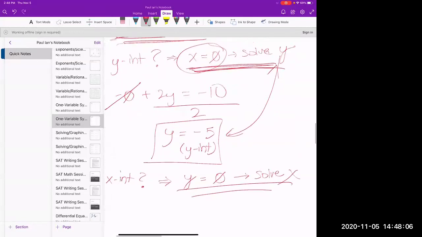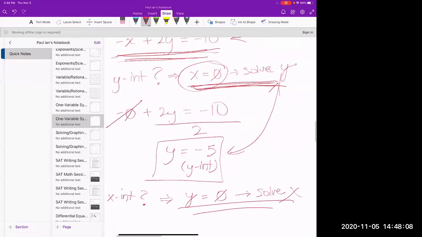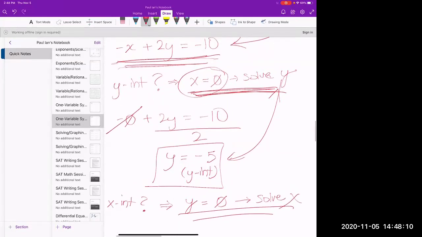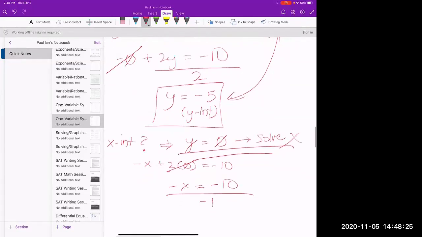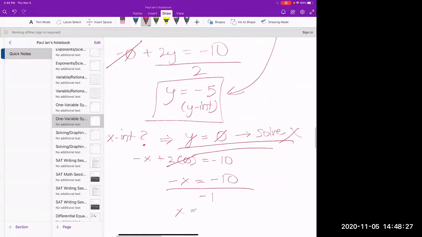So looking at the standard form, let's make y equals 0. If you can see it, y equals 0. So minus x plus 2 times 0 equals minus 10. So minus x just equals minus 10. So what is x? X is 10, right? Yeah. And this is your x-intercept.